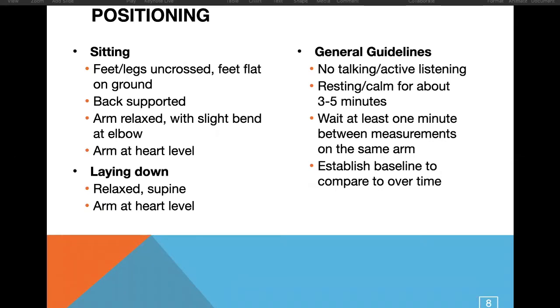If we need to repeat blood pressures, we prefer to wait at least 1 minute between measurements on the same arm. Otherwise, taking blood pressures in rapid succession can really affect the numbers that we get. And we want to establish a baseline to compare over time. Remember, these are our ideal conditions for taking accurate blood pressures.